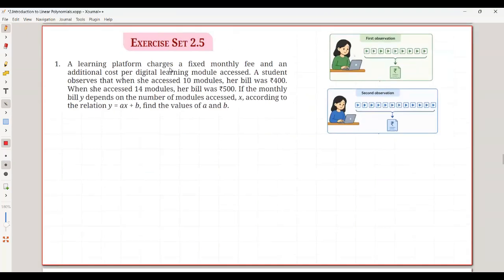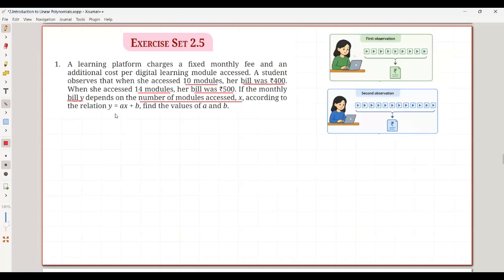A learning platform charges a fixed monthly fee and an additional cost for digital learning module access. A student observed that when she accessed 10 modules, her bill was 400. When she accessed 14 modules, her bill was 500. The monthly bill depends on the number of modules accessed. The number of modules accessed is x, and the monthly bill is y.